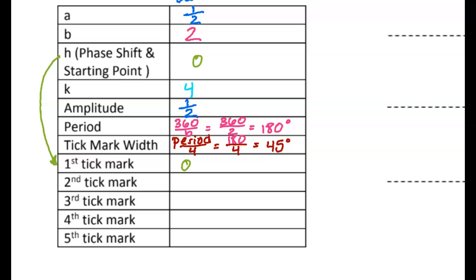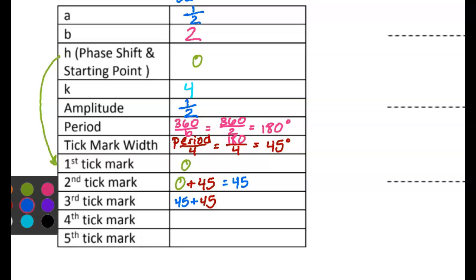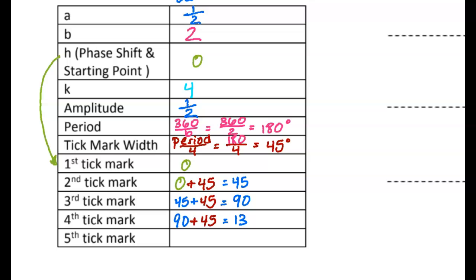And then to get the other tick marks, all you have to do is take the previous tick mark and add the tick mark width. So here, my second tick mark is at 45. Then for my third tick mark, you take the previous tick mark 45 and add another 45, and you get 90. Then 90 plus 45 is 135.